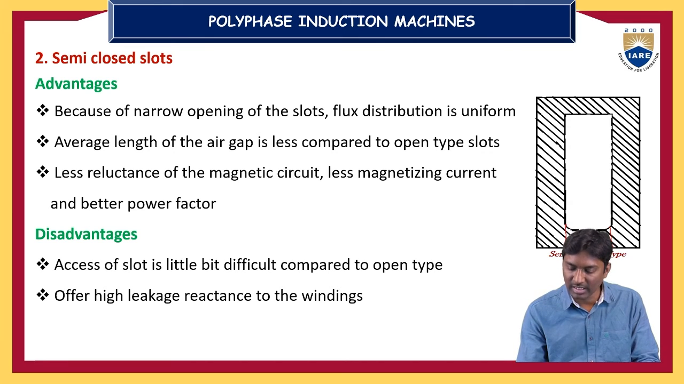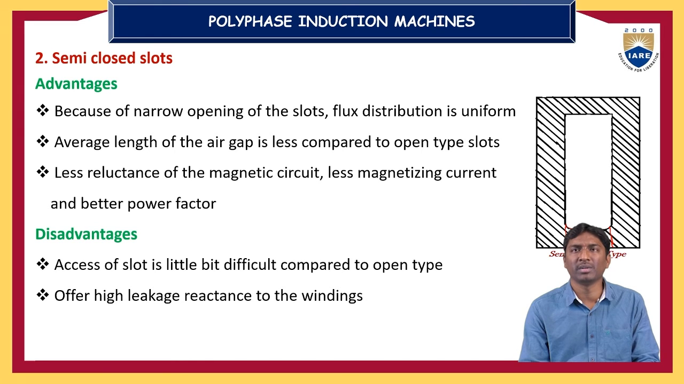So this is the case in case of the open slot. But in the case of the semi-closed slots, some of the machine secondary winding will be closed here. Only some air gap will be there here. You can observe here. And here the advantage comes to semi-closed slots.